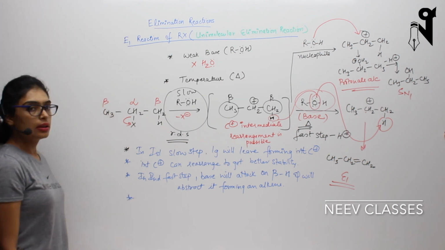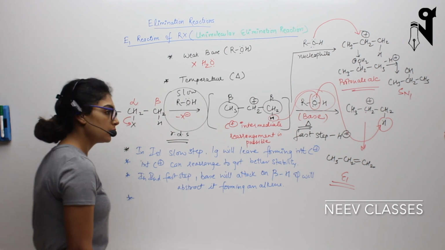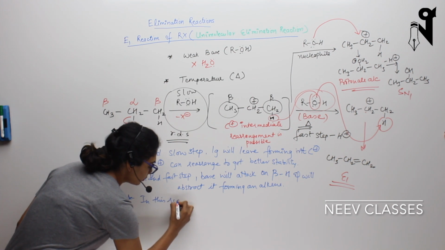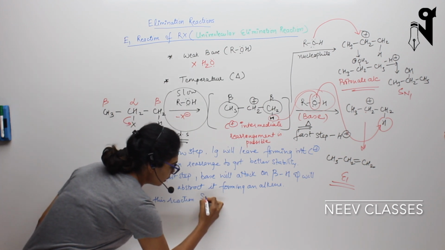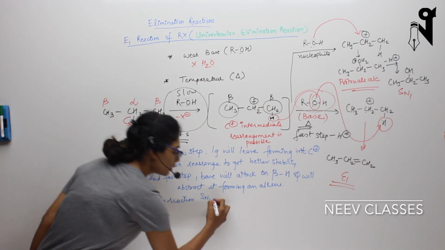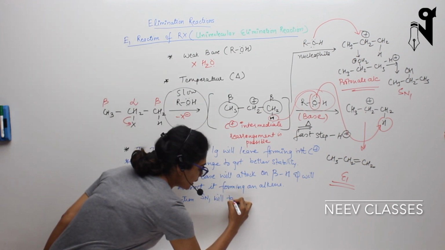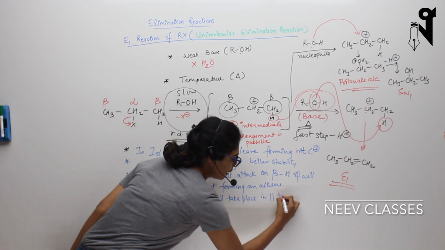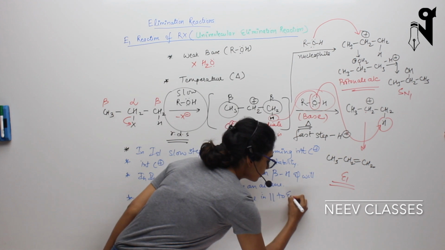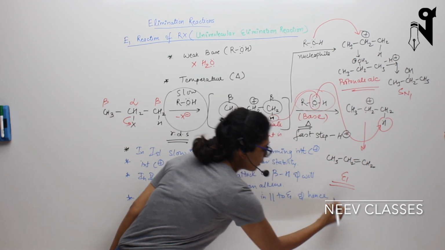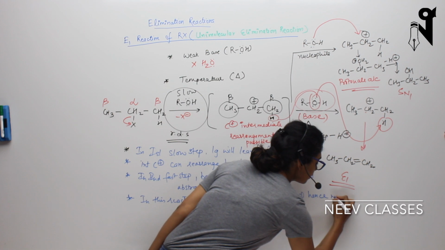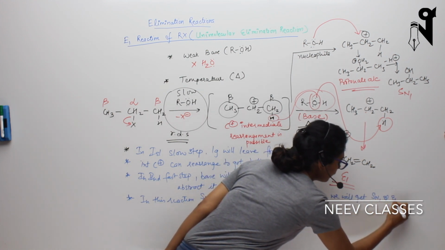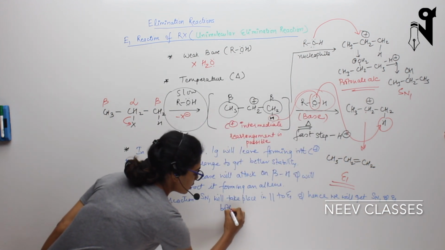In the last point, write down, in this reaction SN1 will take place in parallel to E1, and hence we will get both SN1 and E1 products.